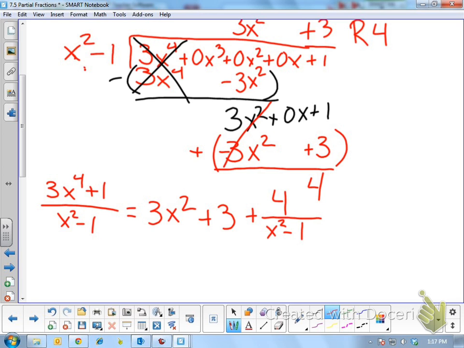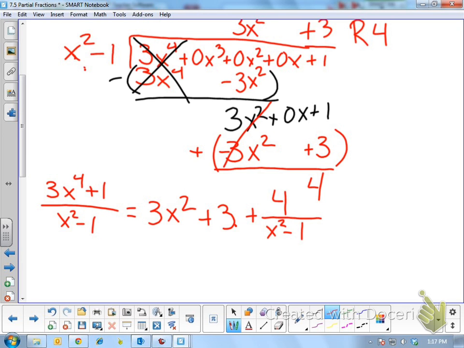3x squared, pretty easy. What about 3? Pretty easy. Then this last piece is one of the reasons we learned partial fractions. Now I have to go through and do the partial fraction process to split this up enough. That's why we're only doing like 2 or 3 problems on the homework. We have to split this last piece up enough to integrate it.